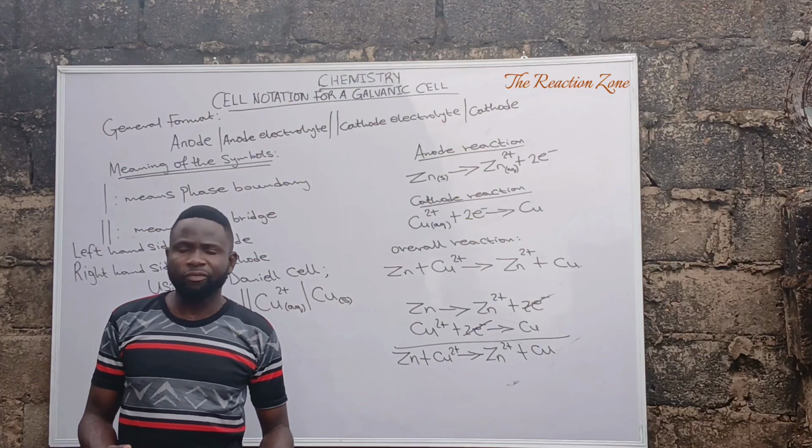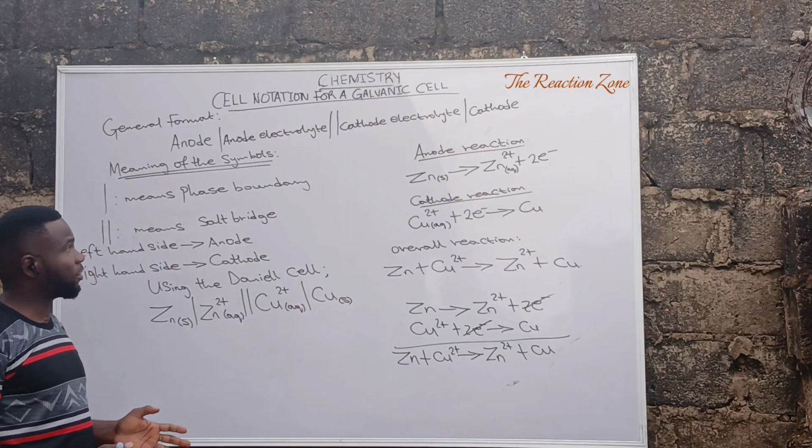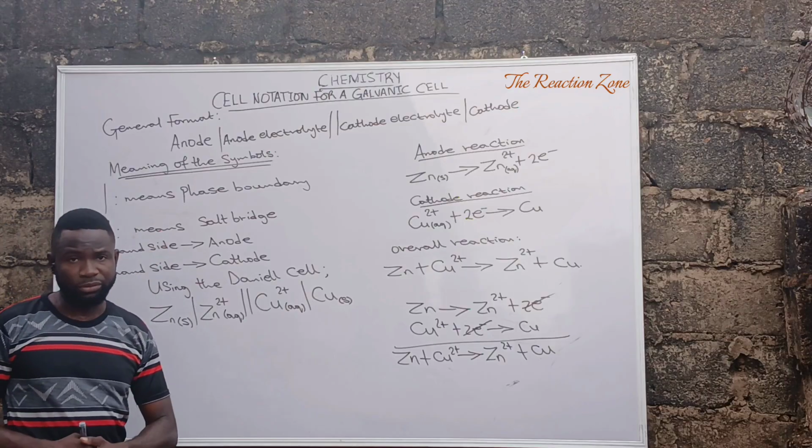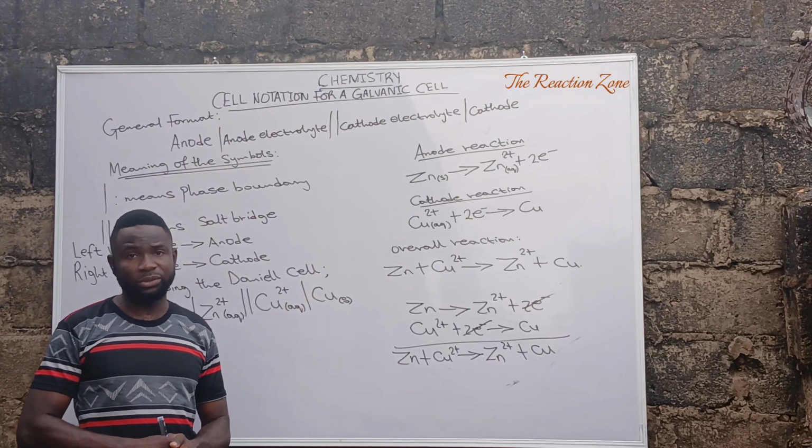So I want to believe that we can now represent a galvanic cell using cell notations. I want to believe that this explanation does justice to that.